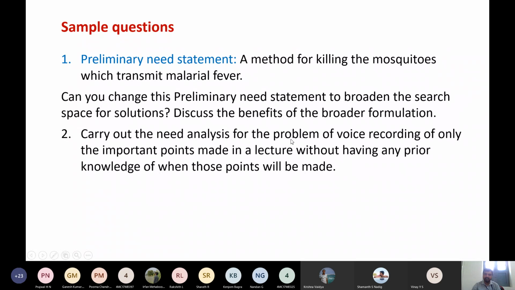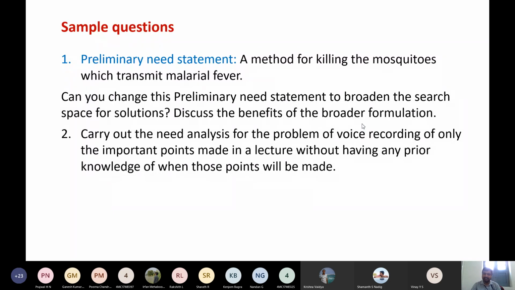Carry out the need analysis for the problem of voice recording of only the important points made in a lecture without having any prior knowledge of when those points will be made. How can this be achieved? Is it possible, or is it not possible? Giving keywords at the start of the class so that you can listen only to the topics given in the keywords.